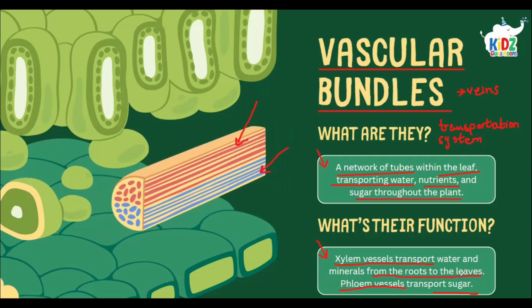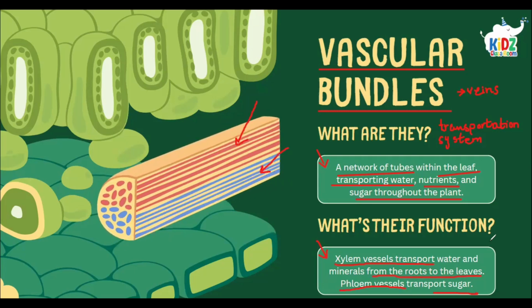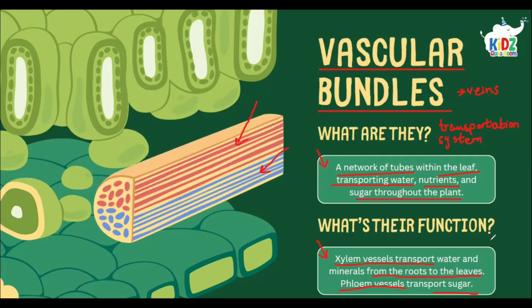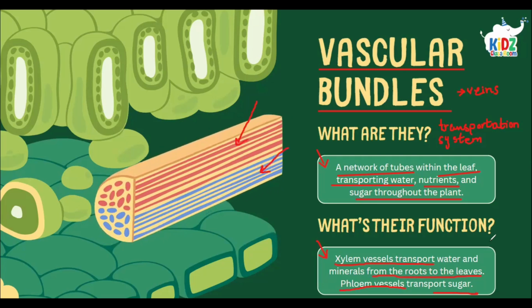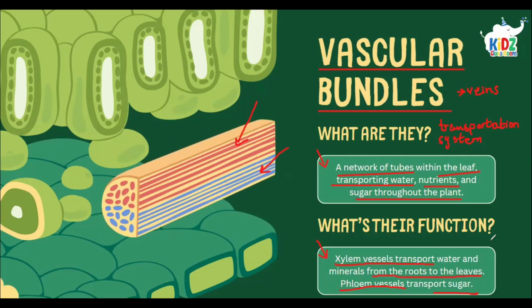So this was all. Let's summarize it. To sum up, the structure of a leaf is beautifully designed to perform photosynthesis and also facilitate gas exchange. Each part, from the cuticle to the vascular bundles, plays a specific role in helping the plant thrive.